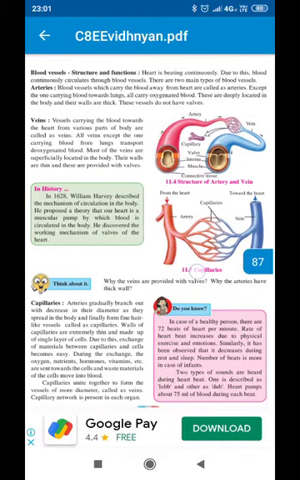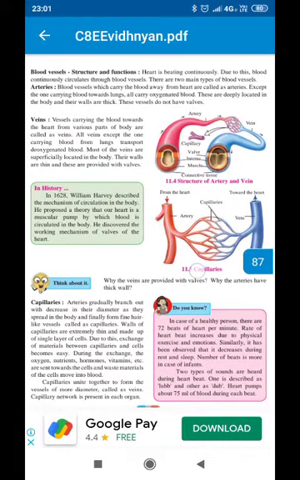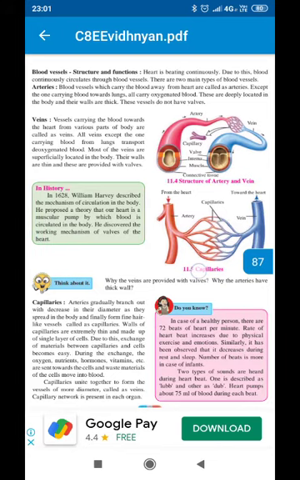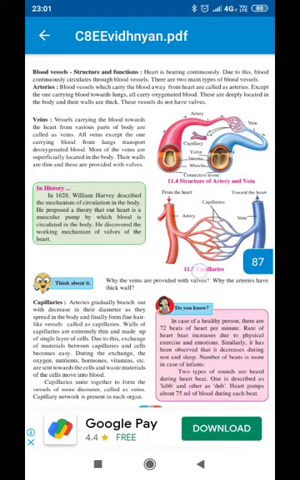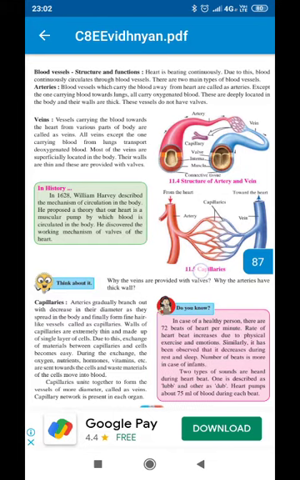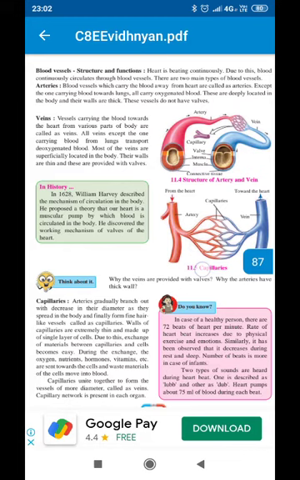Blood vessels, structure and function. The heart is beating continuously. Due to this, the blood continuously circulates through blood vessels. There are two main types of blood vessels: arteries and veins. What is the function of the arteries? Vessels which carry the blood away from the heart are called arteries. If they take blood away from the heart, it implies that they carry oxygenated blood, or you can say pure blood.